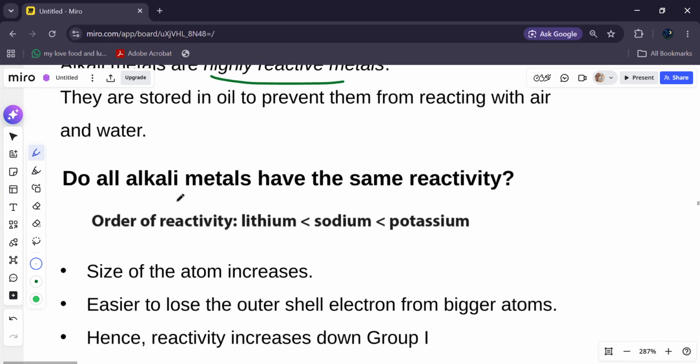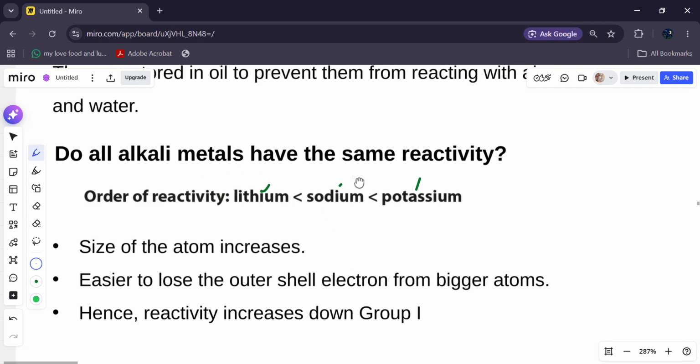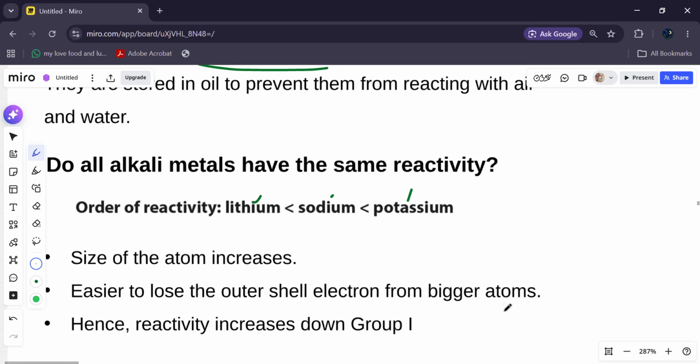Do all alkali metals have the same reactivity? In order of reactivity, lithium is less reactive than sodium, and sodium is less reactive than potassium. So that means potassium has a higher reactivity than sodium or lithium. So as you go down the group, the reactivity increases. Hence, the reactivity increases as you go down the group because it's easier to lose the outer shell electrons from the bigger atoms.